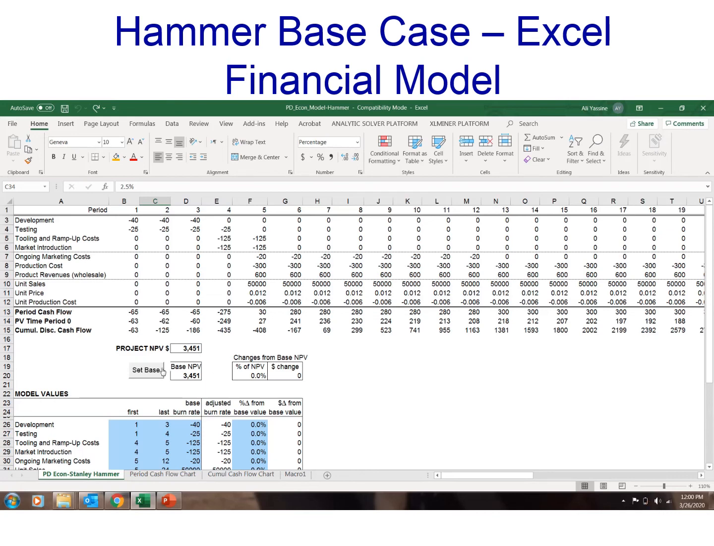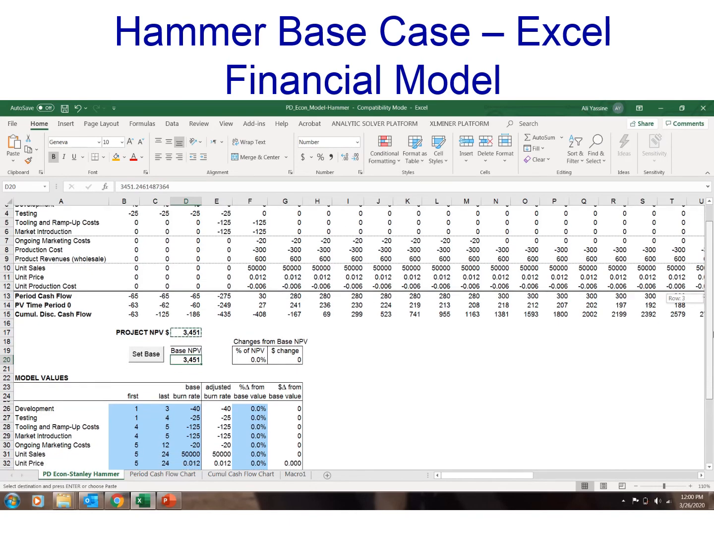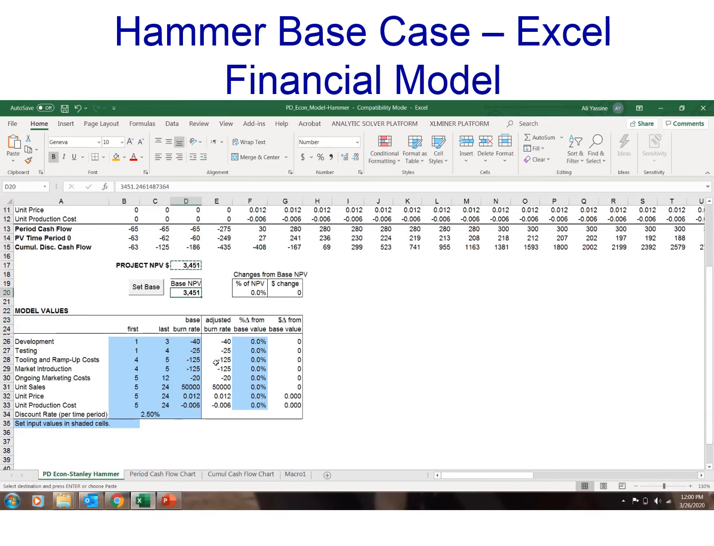Okay, so if you press this as a base case, that means you want to anchor the calculations on this number, and then you want to do some sensitivity analysis now. So let's say I do the sensitivity analysis here. Let's say that the development took 4 quarters instead of 3 quarters.